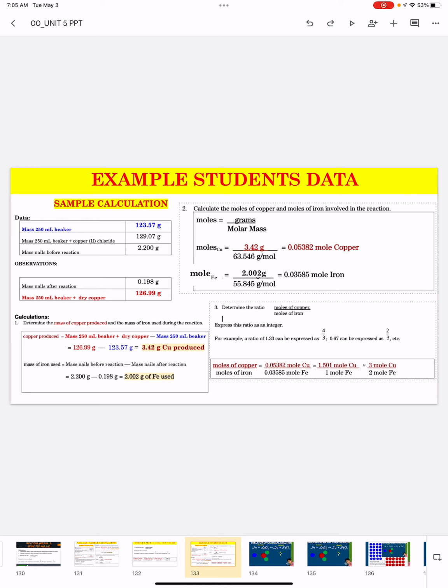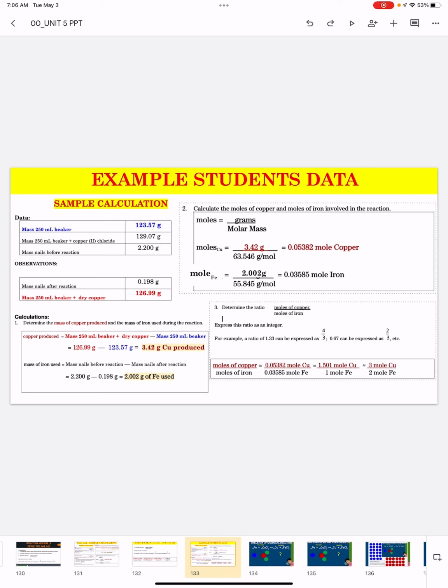iron and copper. If you could follow the color coding, the way that the student was able to figure out the amount of copper that was produced was they took the mass of their empty beaker and copper and they subtracted it from the mass of the empty beaker. If there's another way that you got the mass of copper, that's totally fine. This student got 3.42 grams.